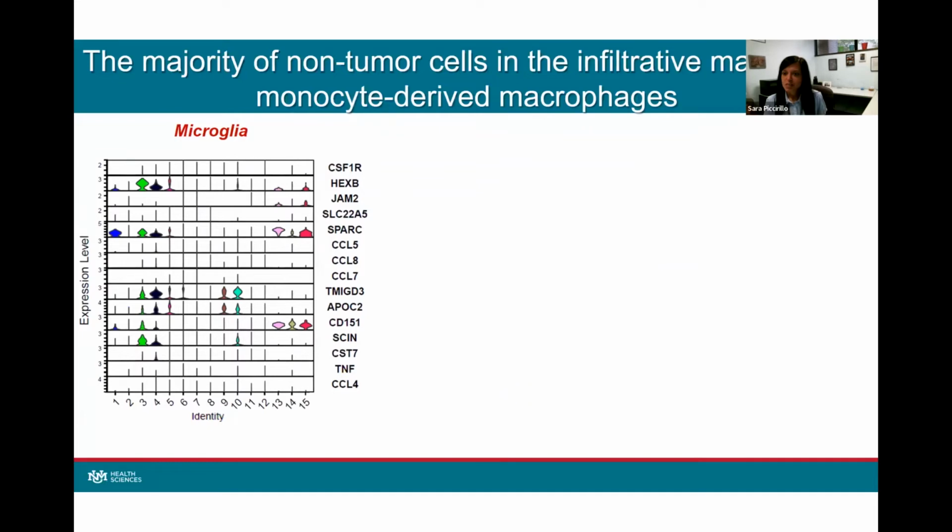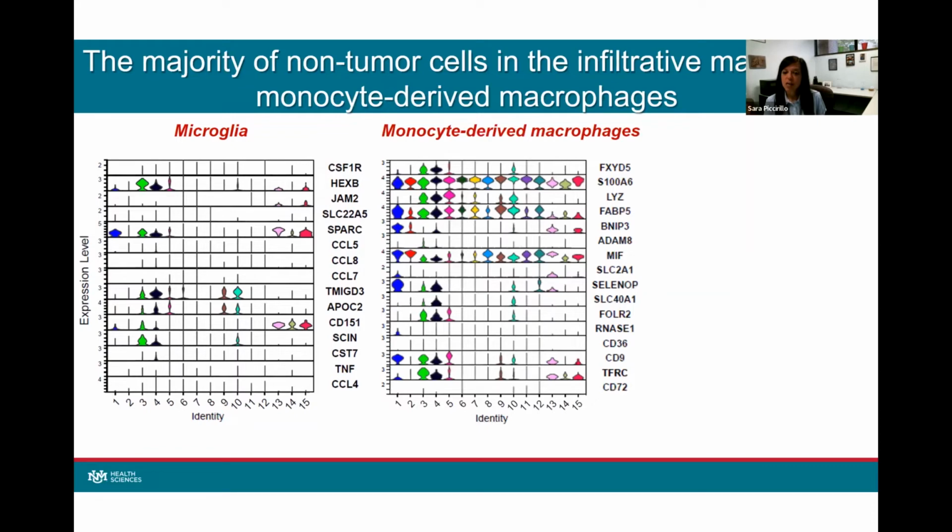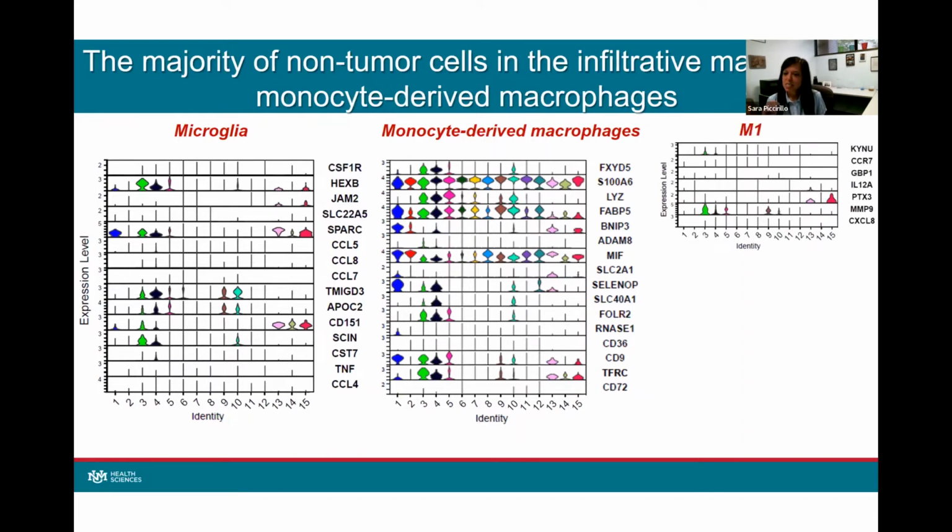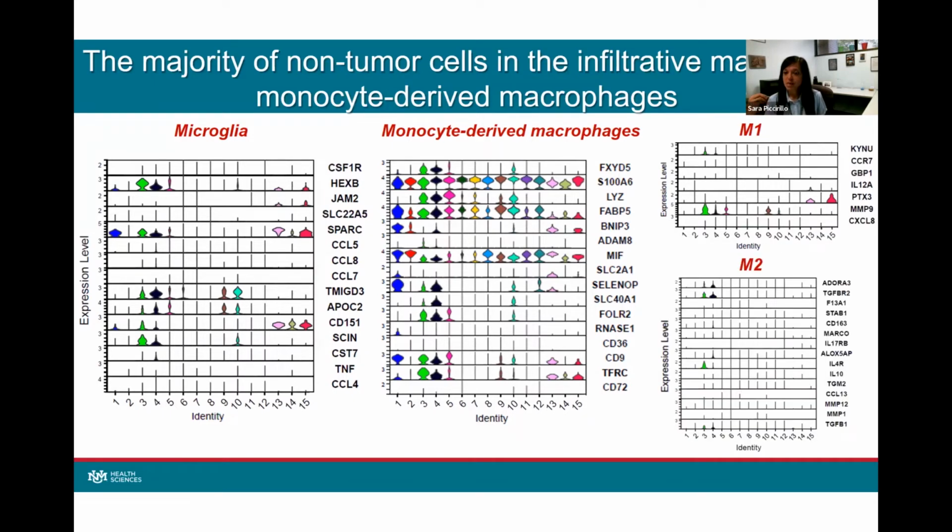We went ahead and looked specifically at the expression of markers associated with microglia and monocyte-derived macrophages. And what we found, as you can see by the expression of these markers, is that the majority of non-tumor cells in the infiltrative margin are monocyte-derived macrophages. Now, you probably know that macrophages have two different activation states, M1 and M2. So we looked specifically at markers associated with M1 and M2. And as you know, this activation status is very important because it can tell you the functional identity of macrophages.